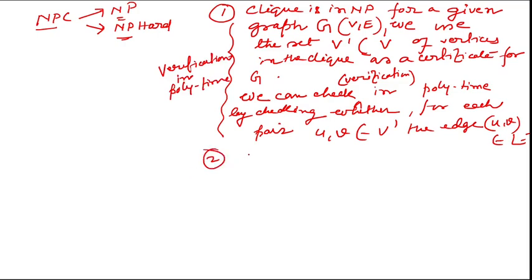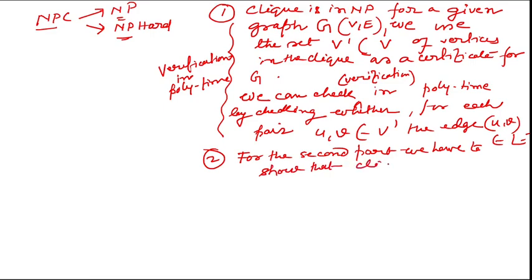Second part is the hard part. For the second part, we have to show that clique is NP hard also. This is for NP proof. Just verification is possible. Second part is the hardness, which you have to show. For that, what we'll do?